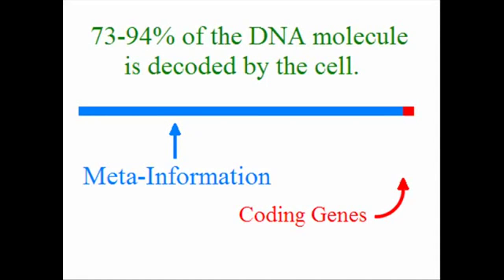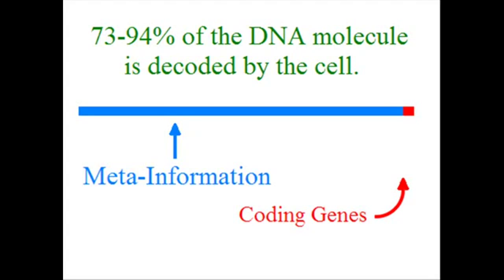73 to 94% of the human DNA molecule is decoded by the cell, per current knowledge. This is contrary to what the evolution defenders have been saying for decades. They have been saying that the majority of the DNA molecule was garbled junk left over from man's history of evolution. The processes of random mutation, which were mistakes, as all mutations are, left over, and provides no function. Today we know this to be completely false.